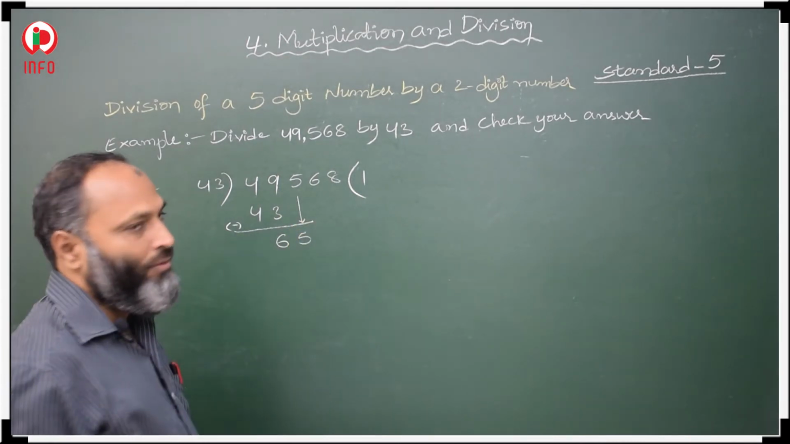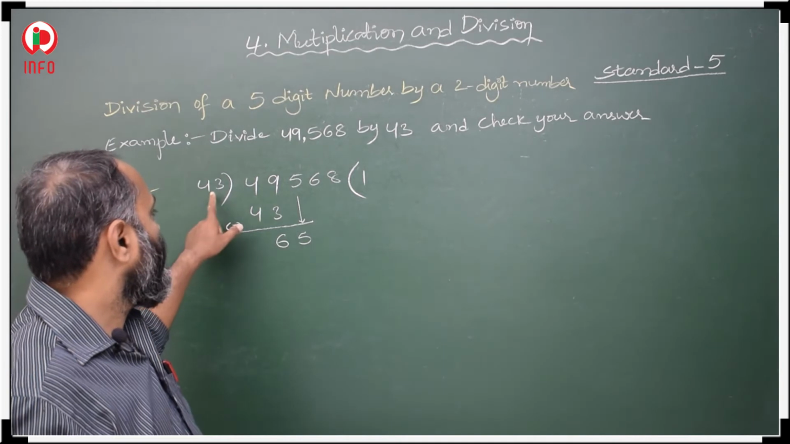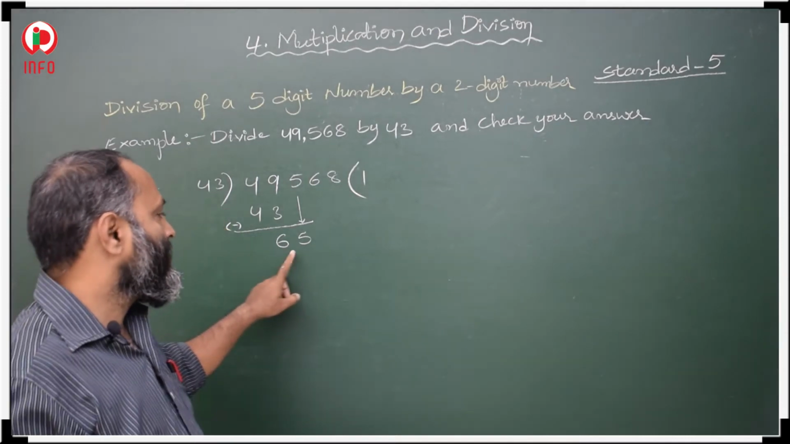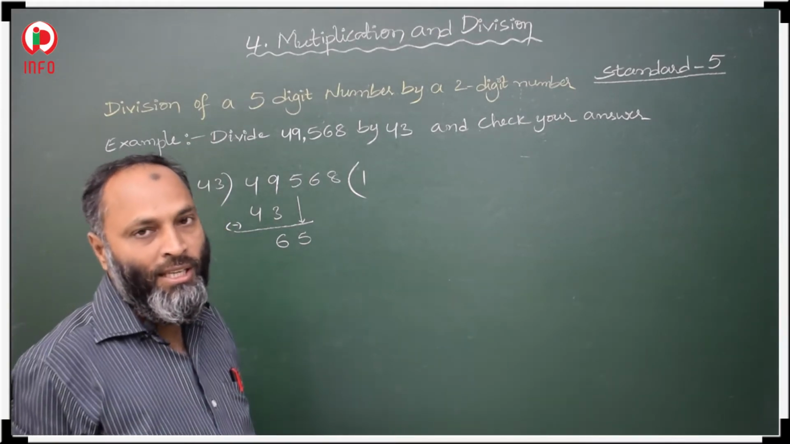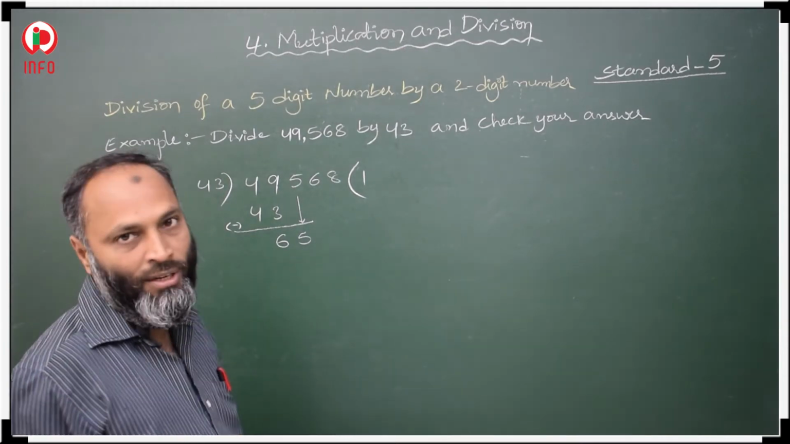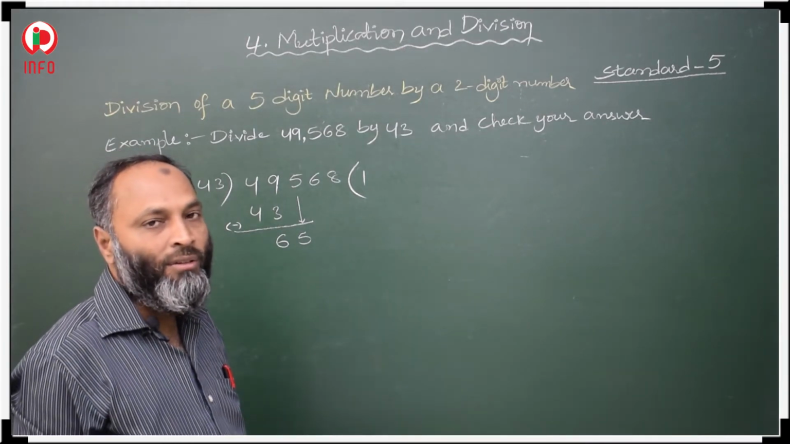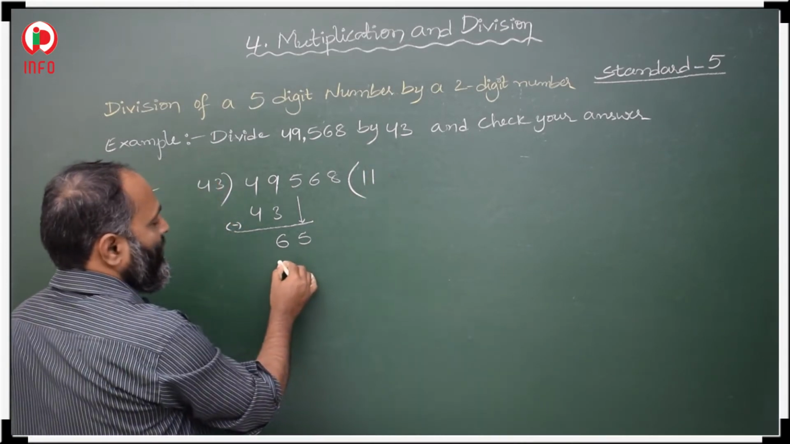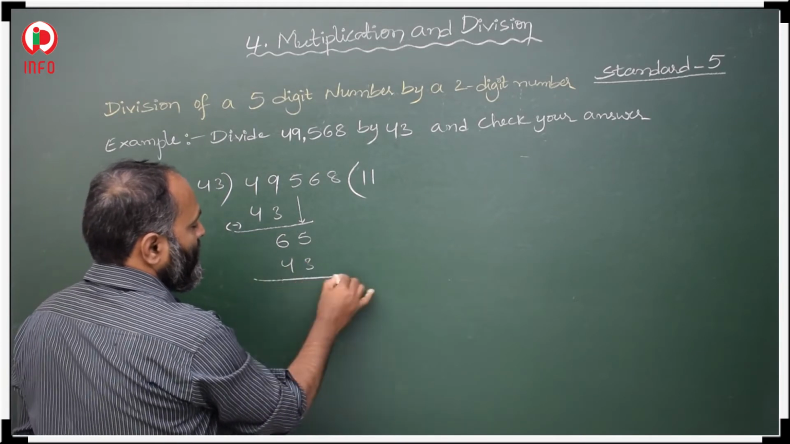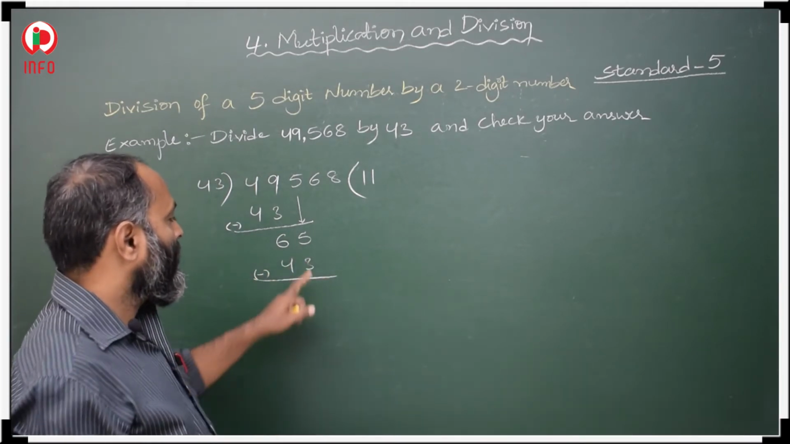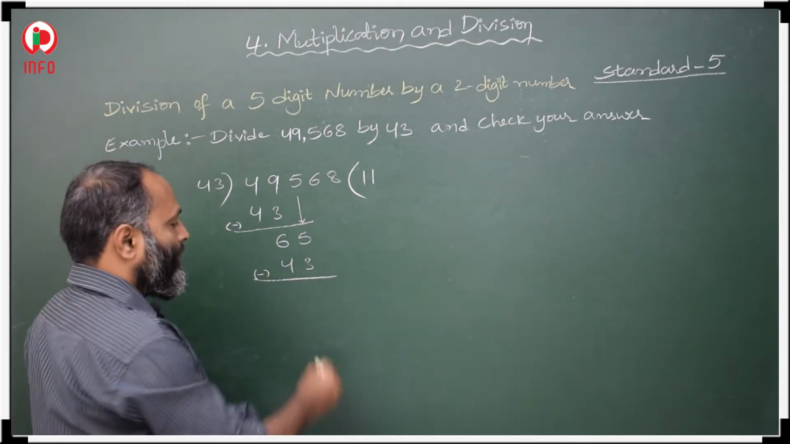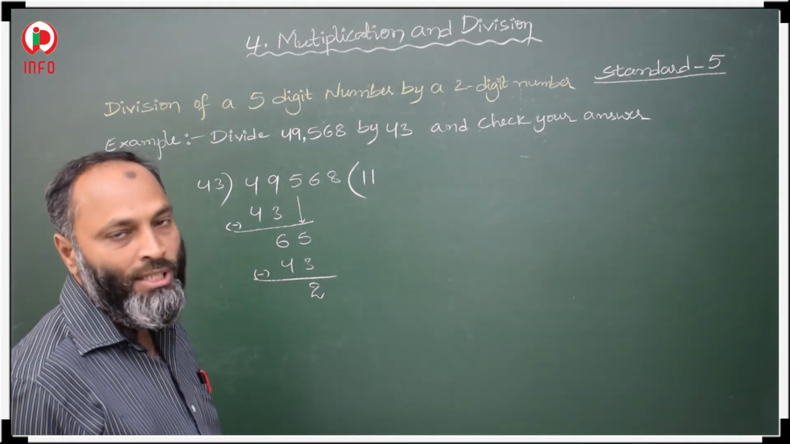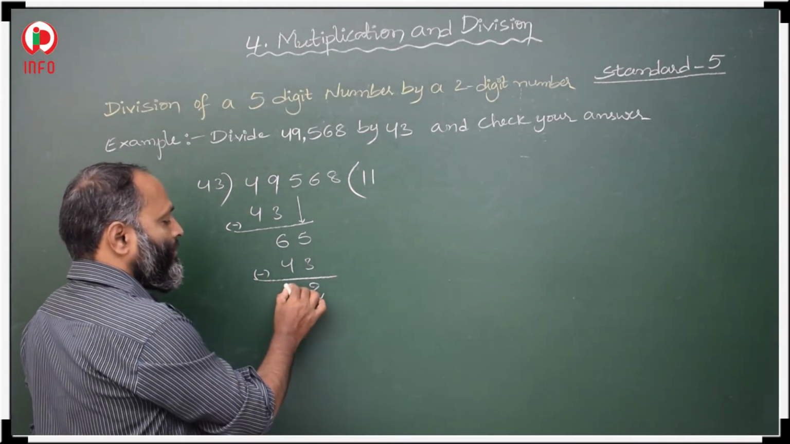It is 65. 43 ones are 43. 43 twos are 86, which is more than this 65, so no need to take 43 twos. 43 ones are 43, we have to take. Now again minus. 5 minus 3 is 2, we know. 6 minus 4 is also 2.